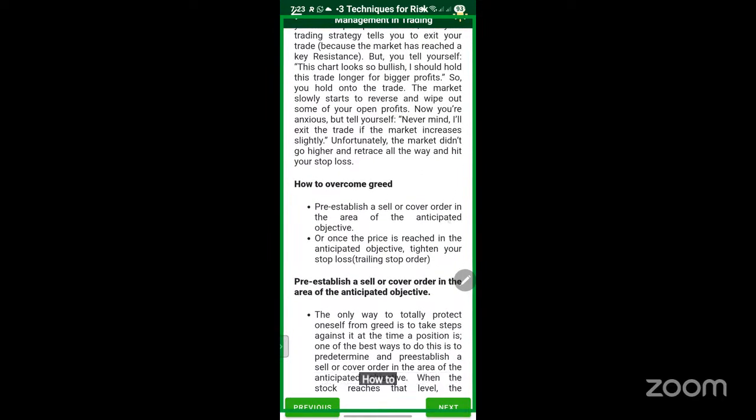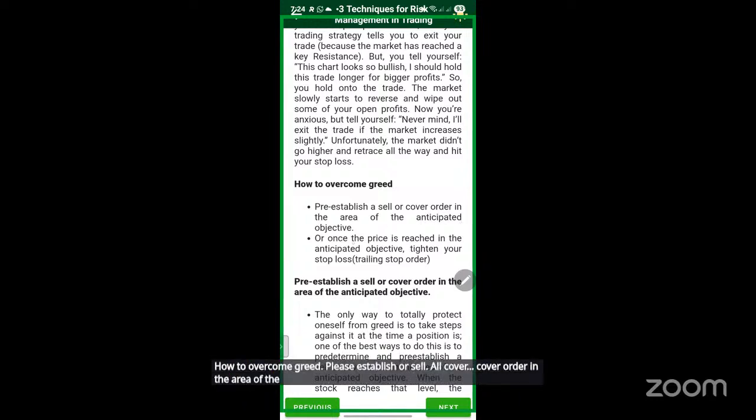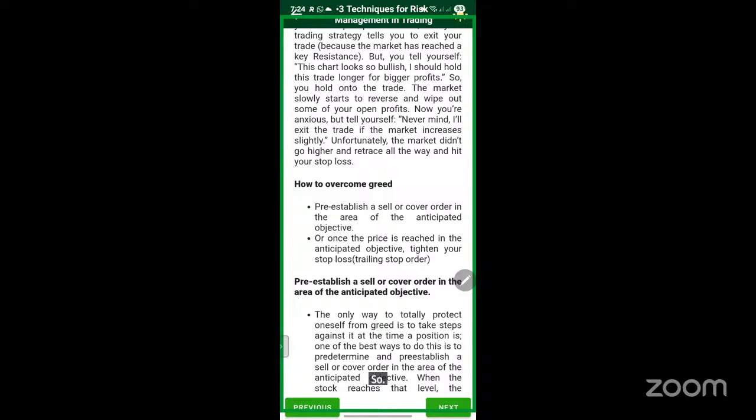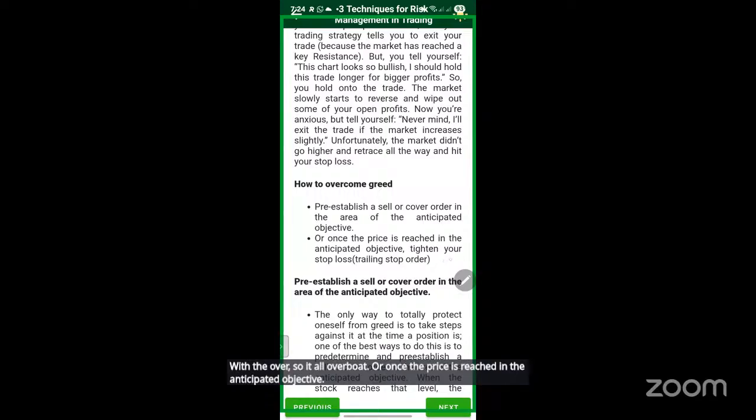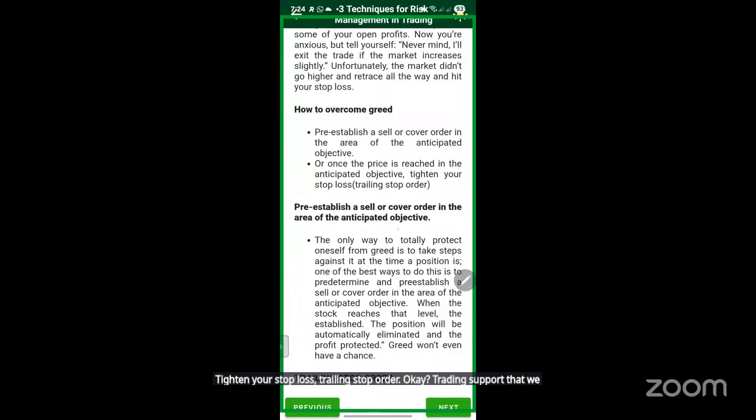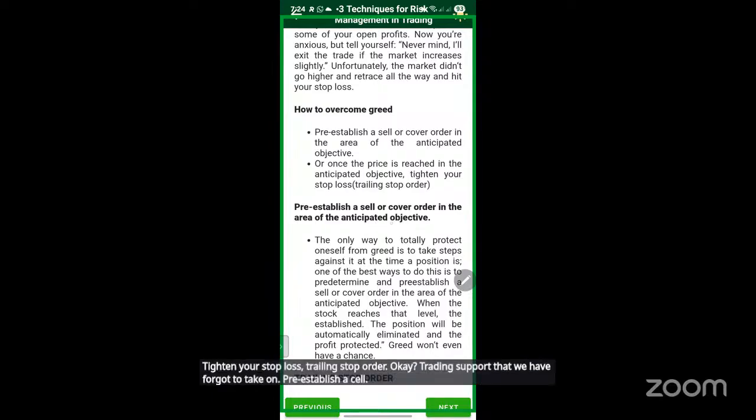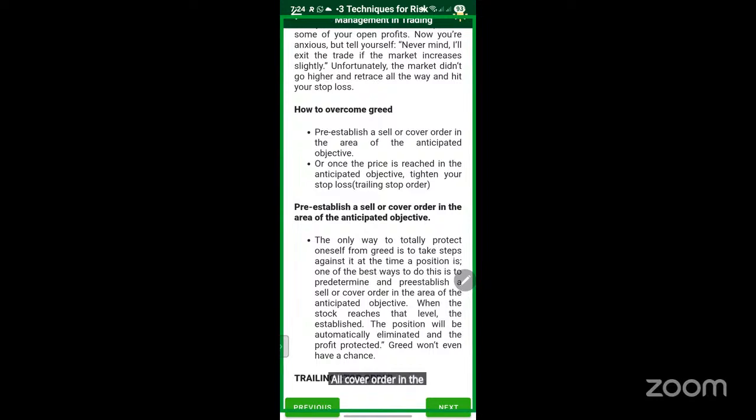How to overcome greed? Establish a sell or cover order in the area of the anticipated objective. So you establish a sell or a cover order. Yes, establish a sell order around the area where the coin is oversold or overbought. Or once the price reaches the anticipated objective, tighten your stop loss, a trailing stop order. Okay, trailing stop order. Pre-establish a sell or cover order in the area of anticipated objective.